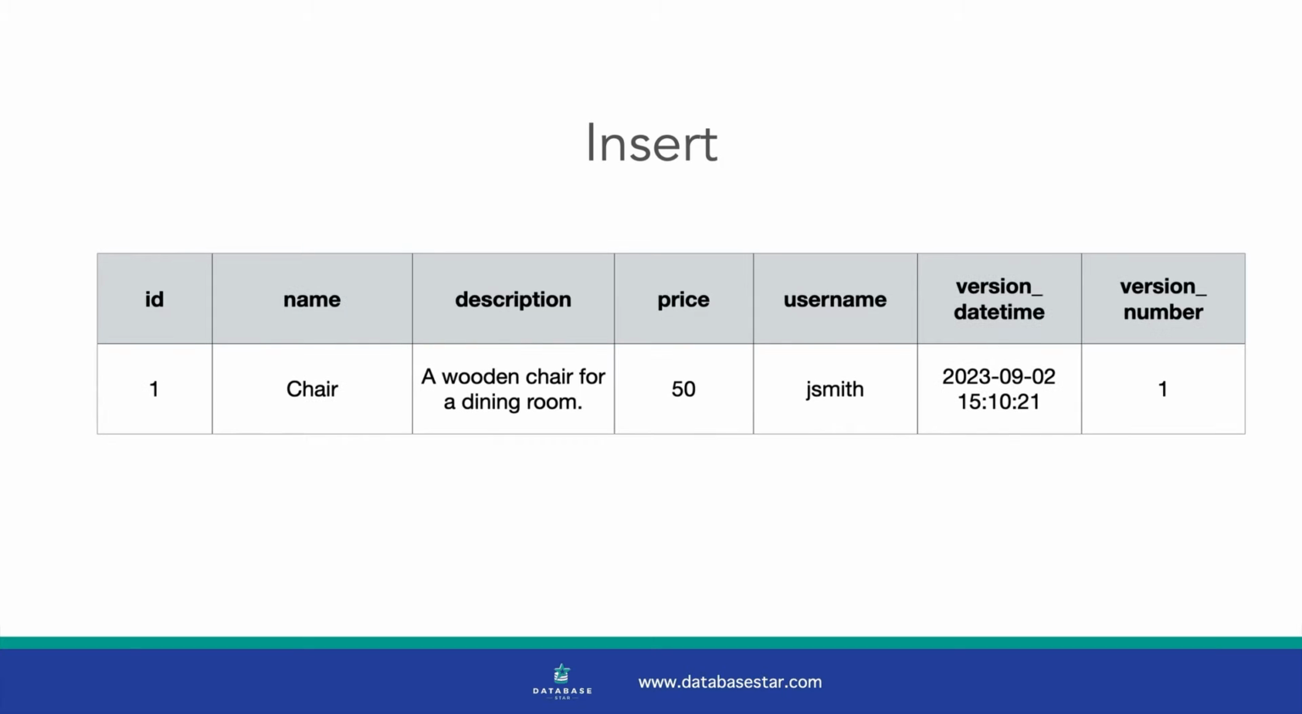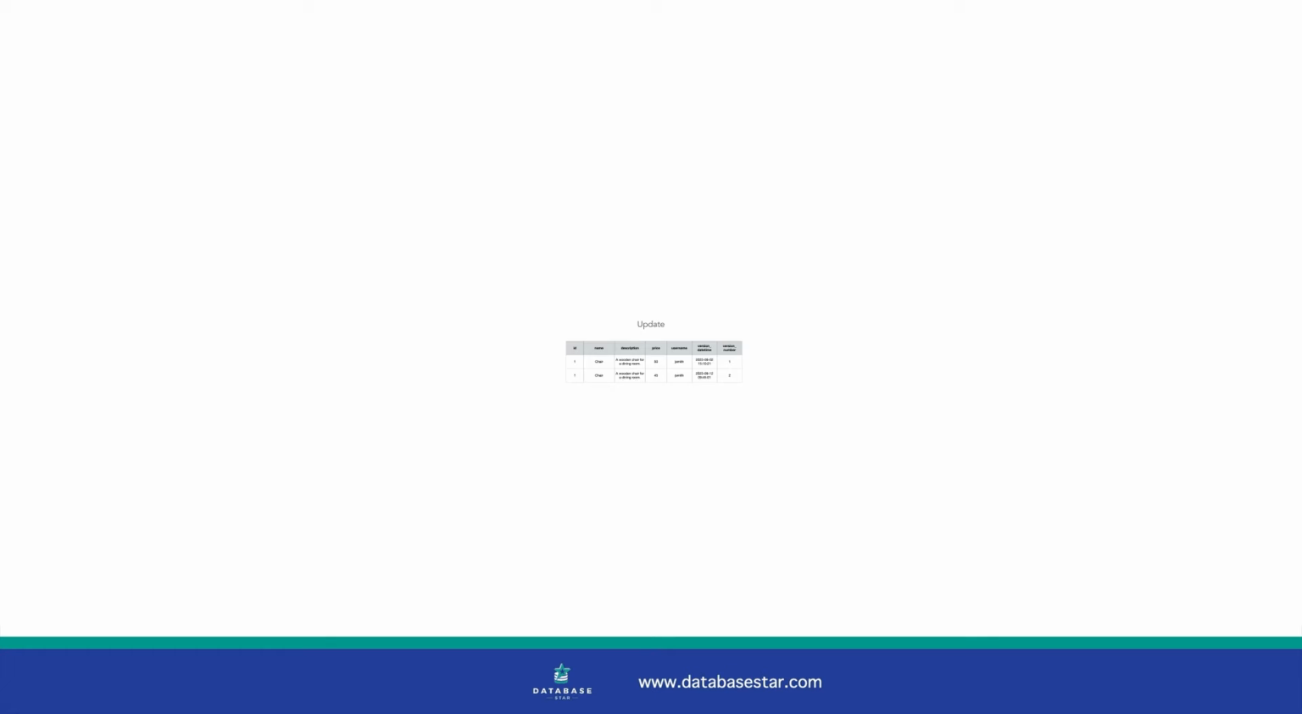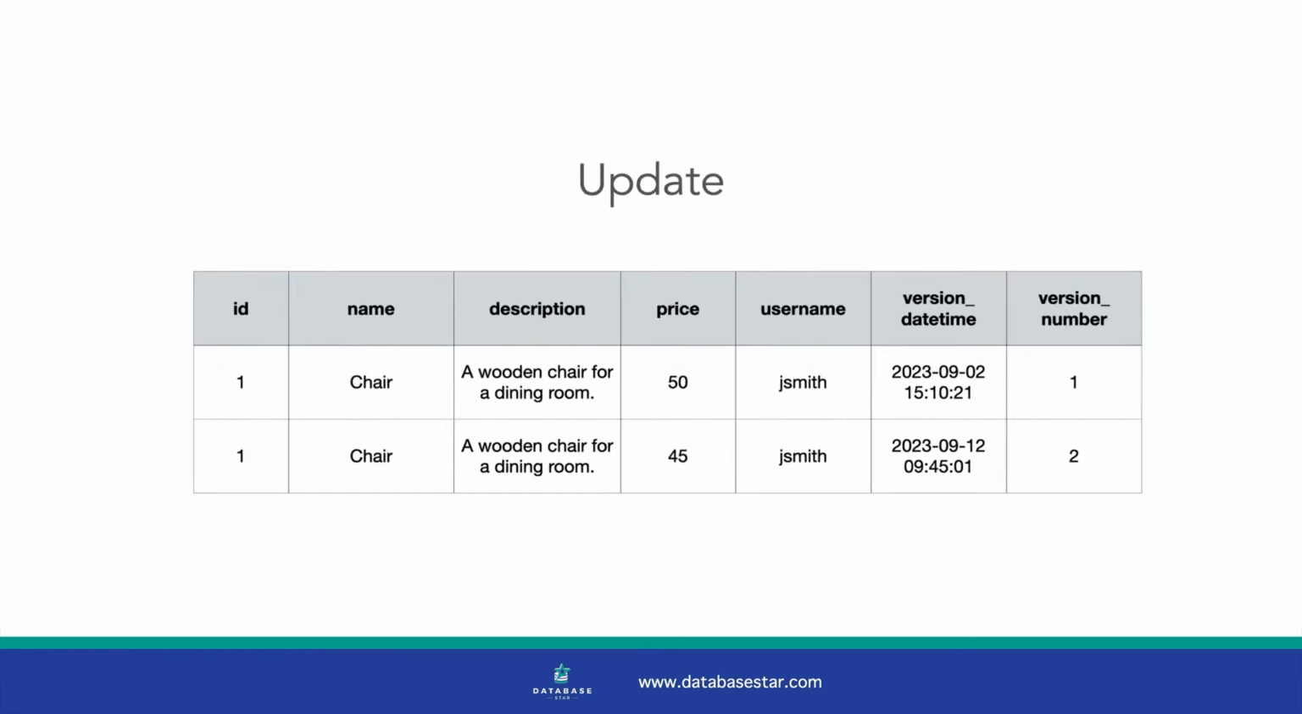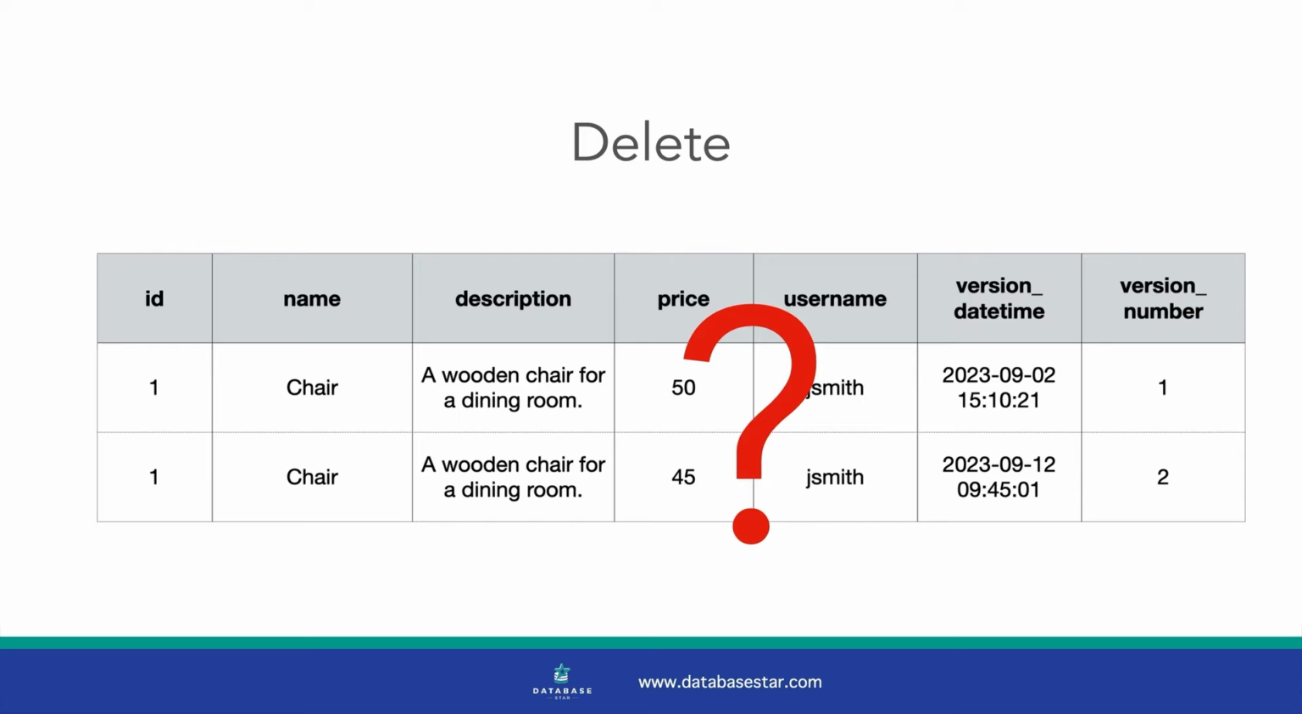If we insert a new product, then a new row is inserted with a version number of 1. If we make an update to one of these fields, then a new row is inserted into the table with a different version number, date time, and username. If we delete a row, then what happens? We don't want to delete data from the table, but we need a way to indicate the row is no longer valid or needed. A good way to do this is using a technique called a soft delete.